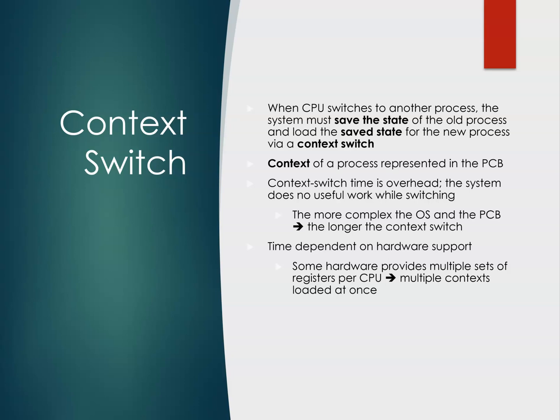When a CPU switches to another process, the system must save the state of the old process and load the state of the new via a context switch. The context of a process is represented in the PCB. Context switch time is overhead. The system does no useful work. The more complex the OS and the PCB, the longer the context switch takes. And it can be time dependent on hardware support. Some hardware provides multiple sets of registers per CPU, to make multiple contexts be able to be loaded at once.